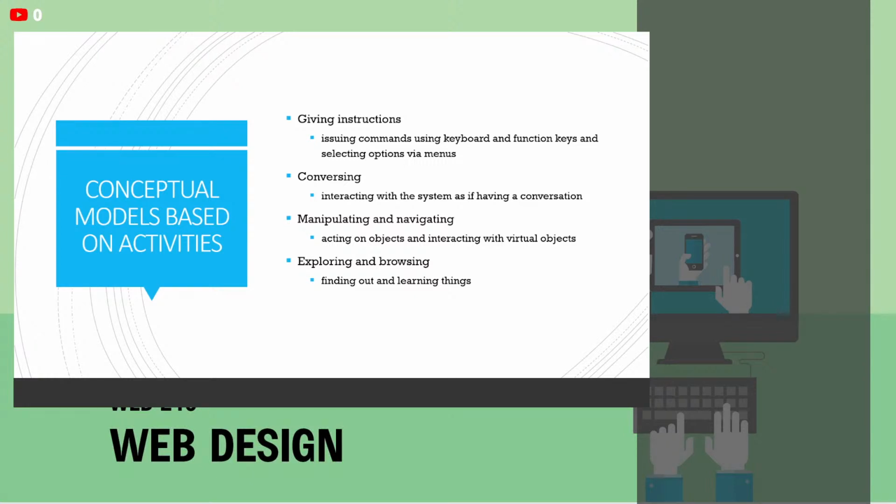So we have some conceptual models that are based on activities, and these are things that we can implement into a website that mimic things we do in real life, right? Like giving instructions. So for giving instructions, these are our affordances and our signifiers.